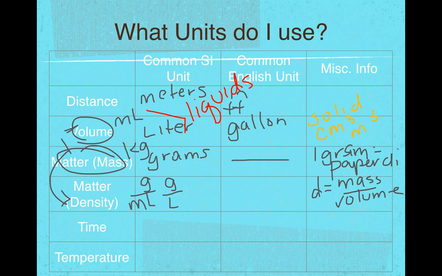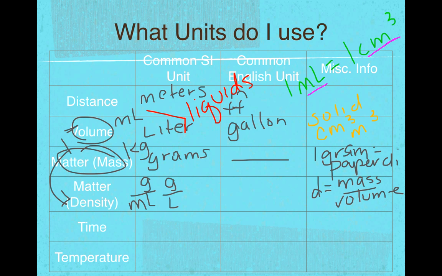One nice thing to convert, in case you ever get it wrong, 1 milliliter equals 1 centimeter cubed. So what's nice is we can just change the unit. Okay? The value, the number stays the same.